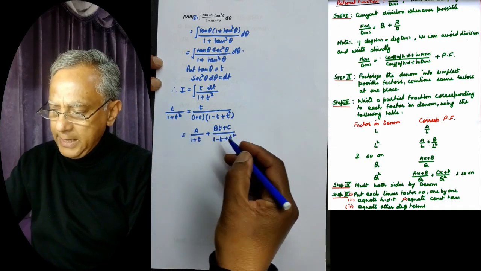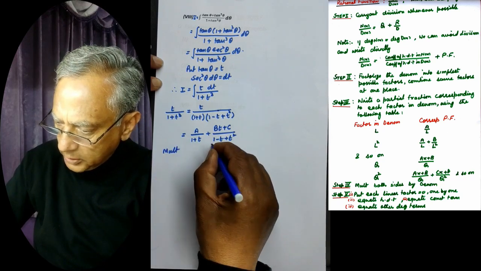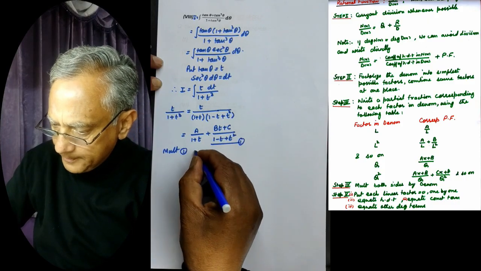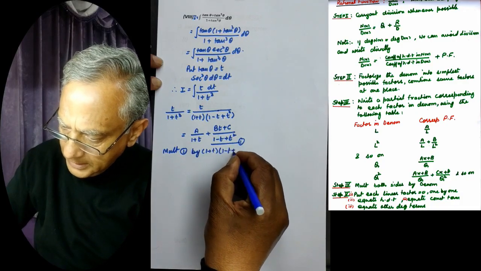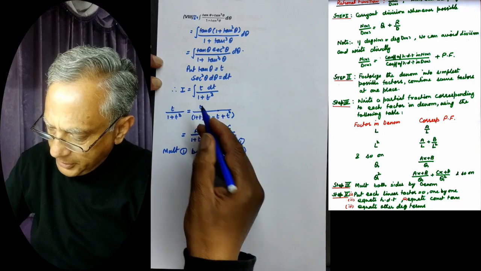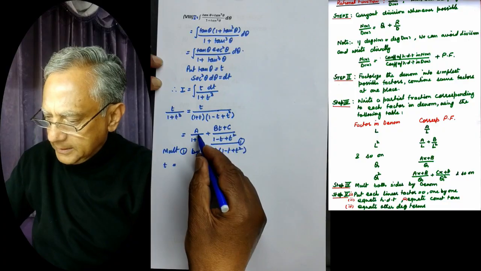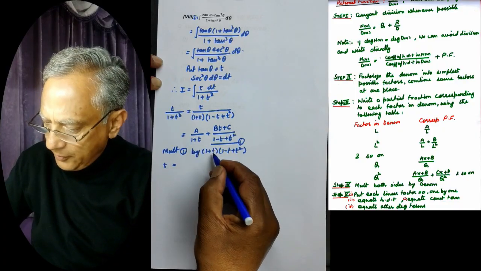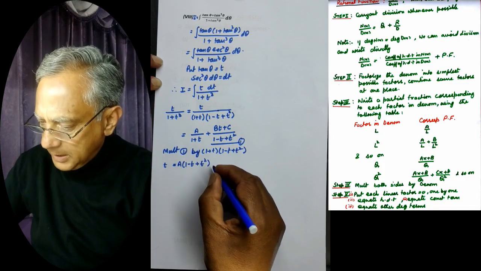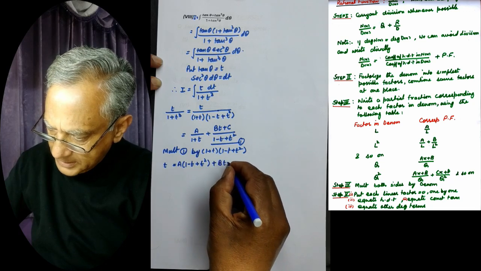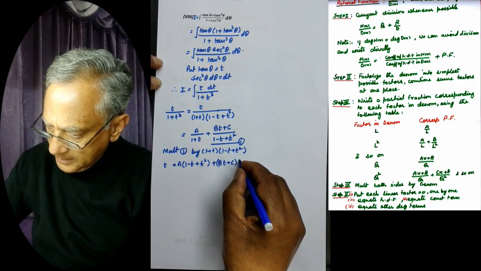Now multiply this by the denominator. Call this as 1. Multiply 1 by 1 plus t into 1 minus t plus t square. So this will become t is equal to, now if I multiply this with this, then 1 plus t will cancel and we will get a into 1 minus t plus t square plus bt plus c whole into, now this will cancel and we will get 1 plus t.